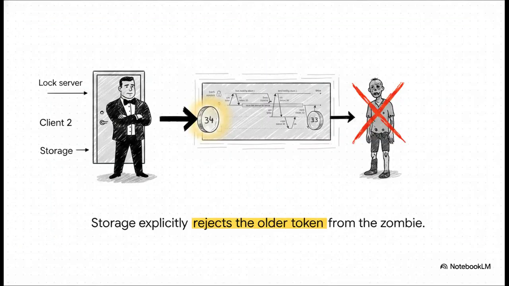In this setup, the storage server acts like a bouncer at a club. Client 2 shows up with token 34, it's allowed to write. But when our zombie client 1 finally wakes up and tries to write with its old, dusty token 33, the storage layer looks at the number, sees that it's outdated, and explicitly rejects the write. The zombie gets bounced, and our data remains safe.